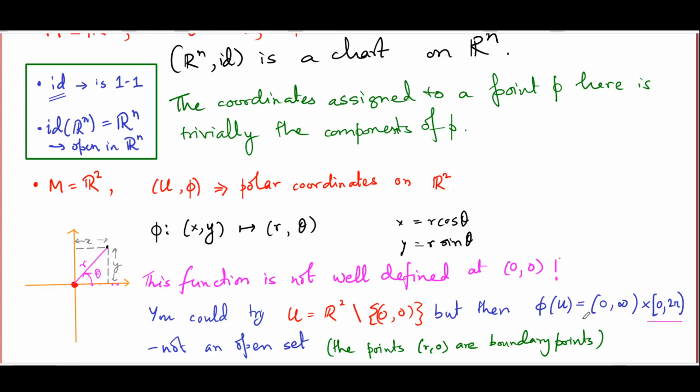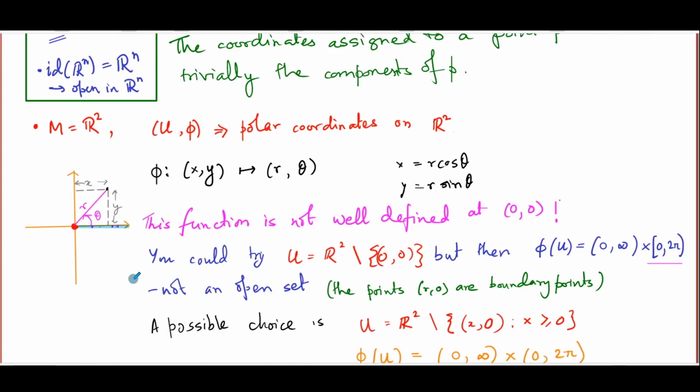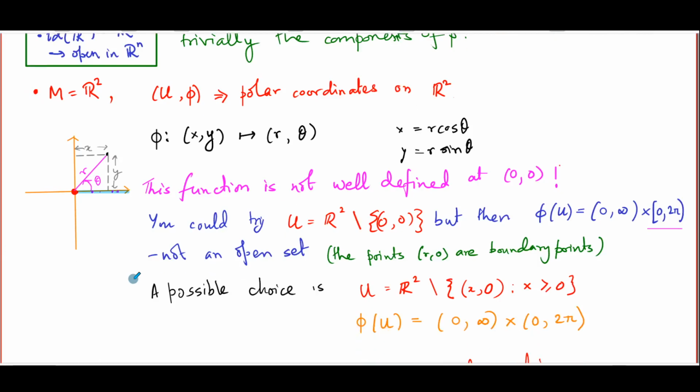All you need to worry about is the points r, 0, which were leading to these boundary points in phi of u. What you could try to do is just imagine that you have dropped them. So let's just say I take a scissor and cut out the x-axis. In other words, what you are talking about now is a domain where u is not the entire R2, it is the entire R2 without the positive x-axis and of course the origin. So x greater than or equal to 0, y equal to 0, all these points are taken out.